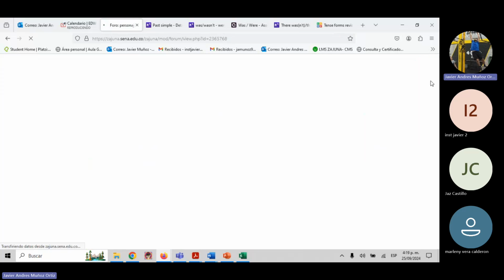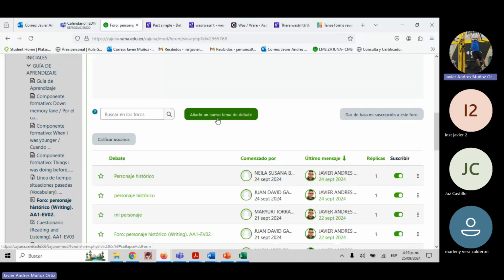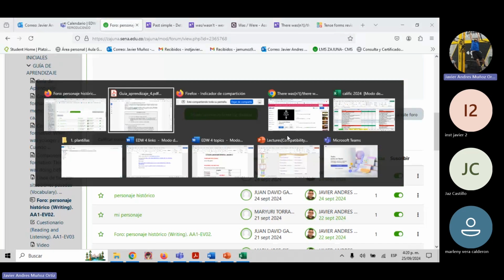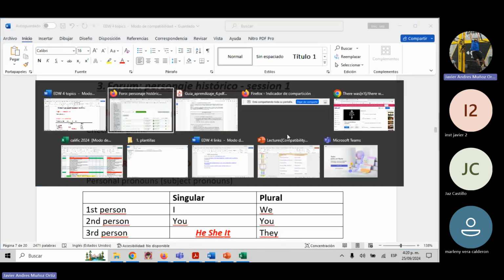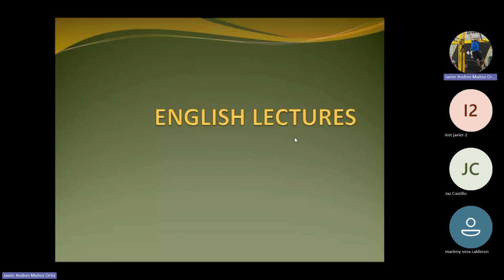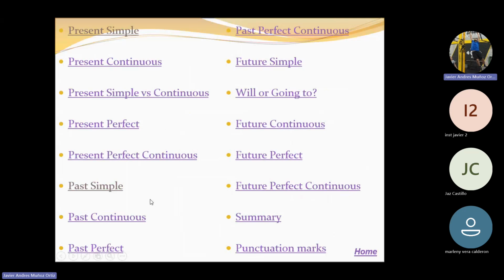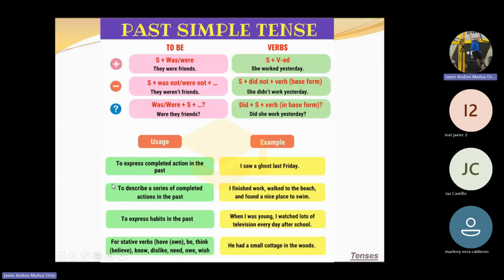How do you create a new debate? Clicking here, "añadir un nuevo tema de debate," and that's it. So this is the exercise, this is the activity we are going to present. To do that, we're going to remember how the simple past tense works. We already studied that, but I think, in my opinion, it's important to remind you how this works.